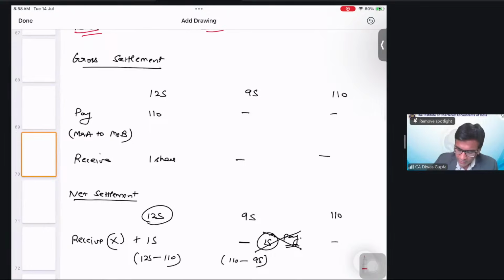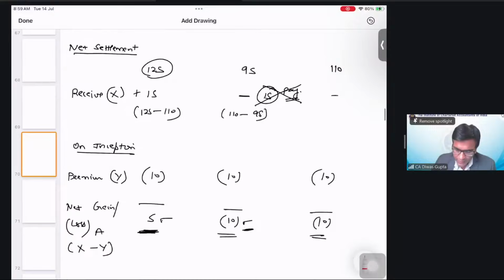Now, in case of gross settlement, students, how does gross settlement happen? 125, 95, and 110. So Mr. A will pay to Ms. B 110 rupees in this case, nothing in the subsequent cases, and receive one share, right? Only in the first case. In the balance two cases, nothing will happen.